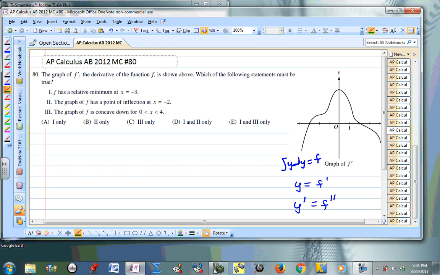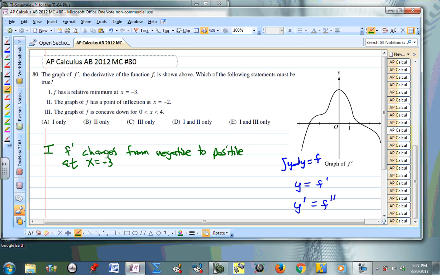They want to know which of these three statements are true or which combination of these three statements are true. So let's go one at a time. For number one, they say f has a relative minimum at x equals -3. So let's think about this. If f has a relative minimum, then that means f prime changes from negative to positive at x equals -3.